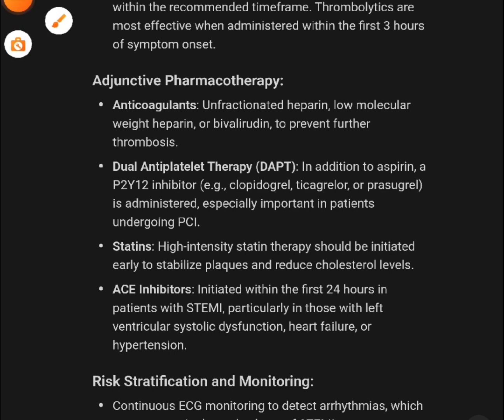Statin: high-intensity statin therapy should be initiated early to stabilize plaques and reduce cholesterol levels. ACE inhibitors are initiated within the first 24 hours in patients with STEMI, particularly in those with left ventricular systolic dysfunction, heart failure, or hypertension.